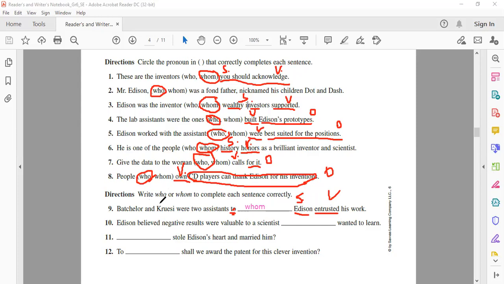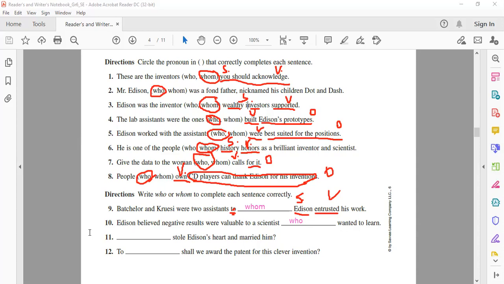Number 10, Malak. Edison believed negative results were valuable to a scientist who wanted to learn. Excellent job. Amazing, my girl. You gave it to me even without stopping or thinking about it. Who. Excellent, because we need a subject. We have wanted, which is a verb, and to learn, which is an object, so we need a subject.